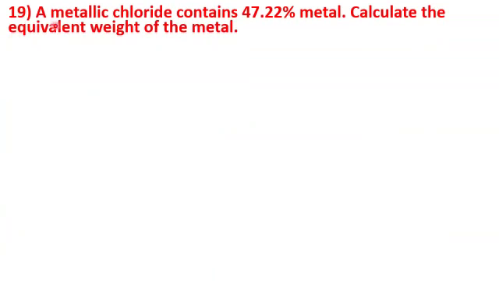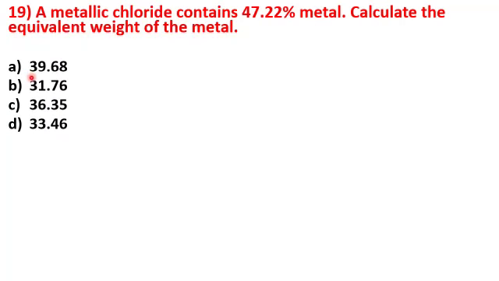Question number 19. Metallic chloride contains 42.22% metal. Calculate equivalent weight of the metal. Options A 39.68, option B 31.76, option C 36.35, option D 33.46. Let us see the solution.